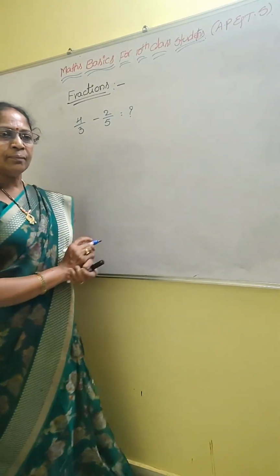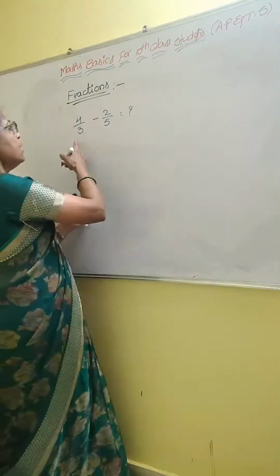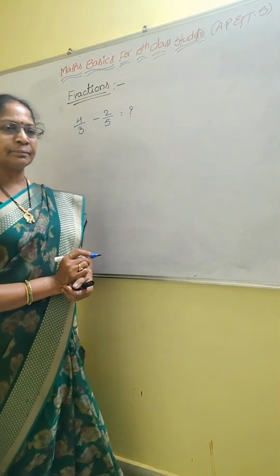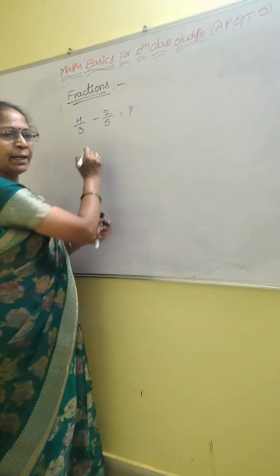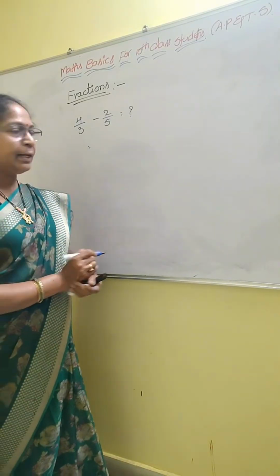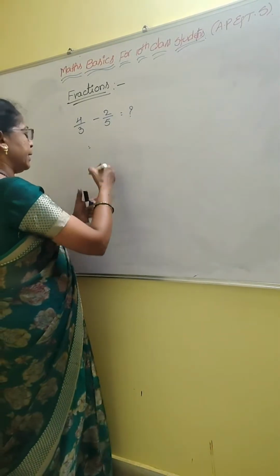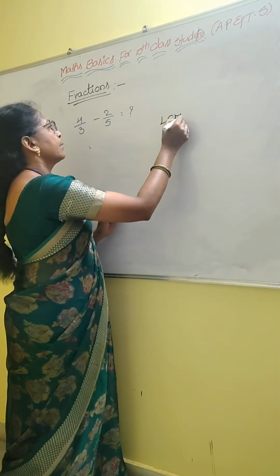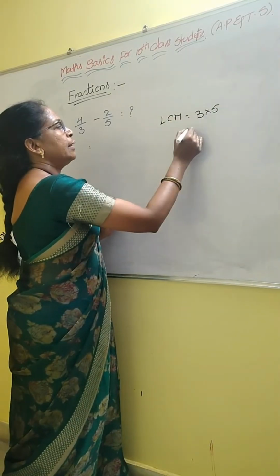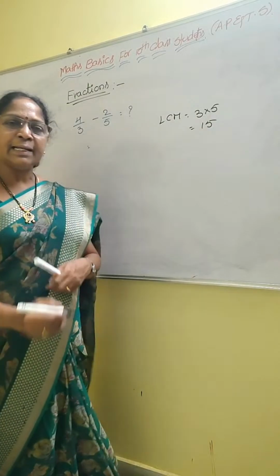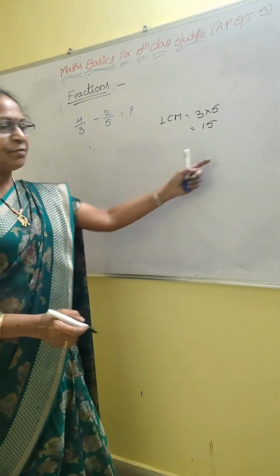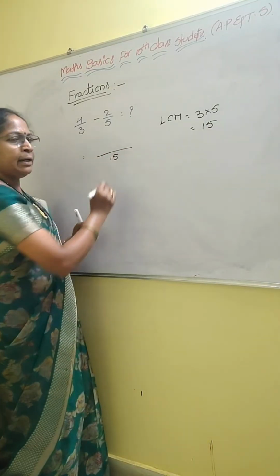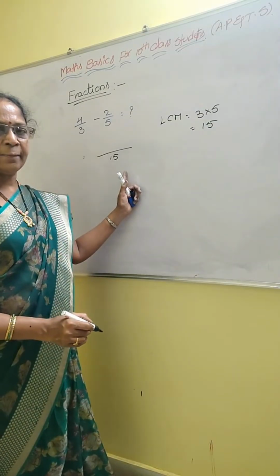That equal to, again you have to find out the LCM. So here the denominators are 3 and 5. Then you should multiply 3 into 5 equal to 15. So write that value, 15. LCM equal to 3 into 5, that equal to 15. So 15 is the LCM value. Draw that line and write the denominator value 15.